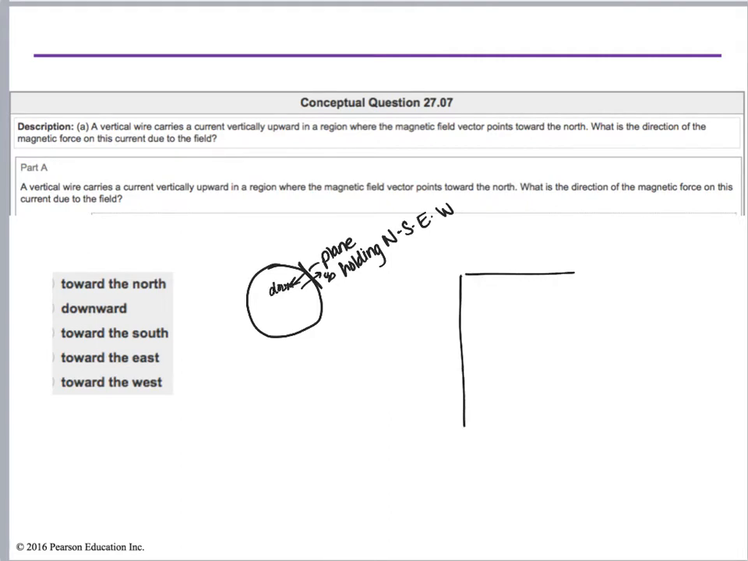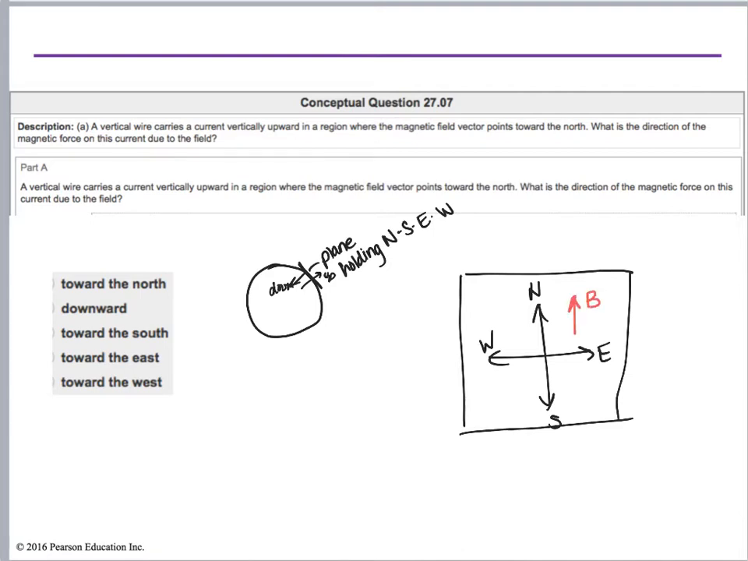If we're looking at the piece of paper where we have the north, south, east, and west, in this particular picture, the direction of the magnetic field we could put is like this. Here's my B, because that is pointing north. Our wire carries the current vertically upwards, so the current is going to be coming up at us in that plane that's tangent to the Earth. So that's I.